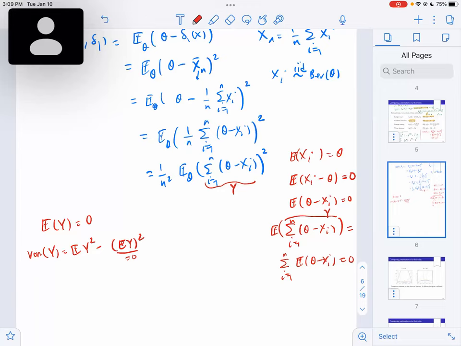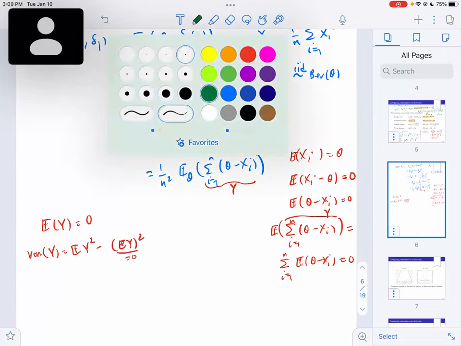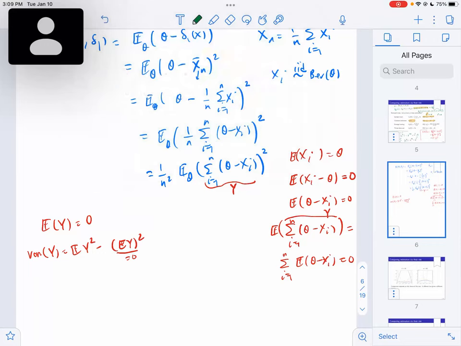So what's your name? Wayman. Okay, so that's the argument that Wayman is making, if I'm saying it correctly. So that would be the variance of Y, right? Or one over n squared times the variance of the summation from i equals one to n, whatever this is. So what is the next step then?